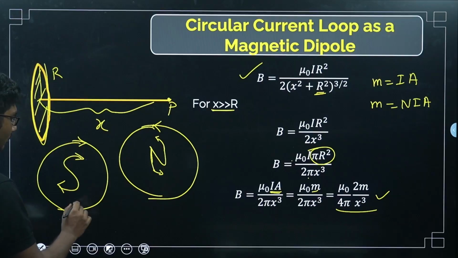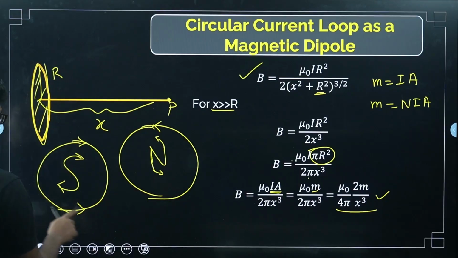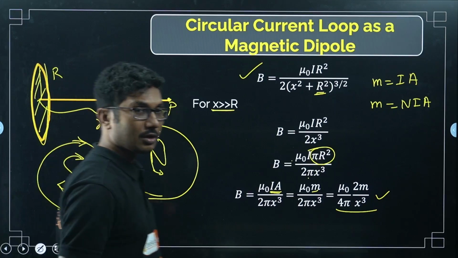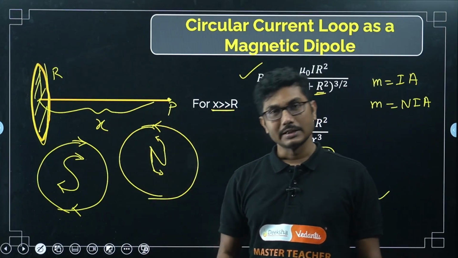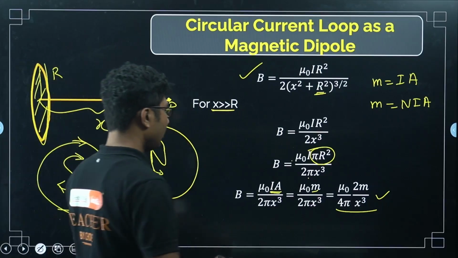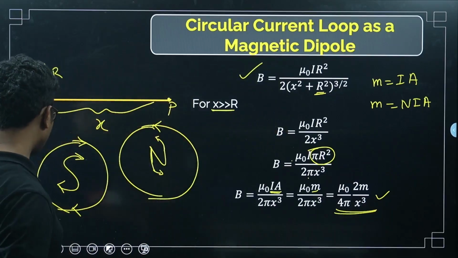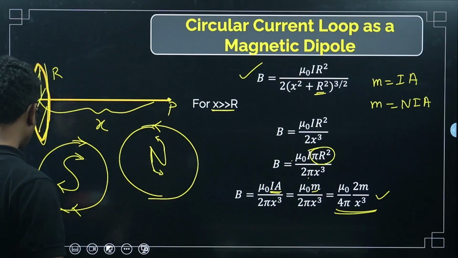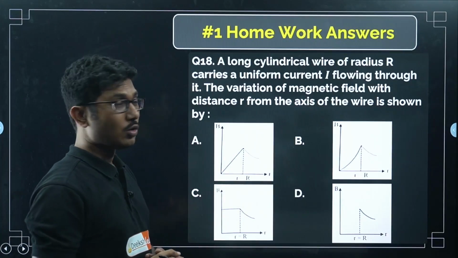So if it is moving in this direction, then it is a south pole. If it is moving in the opposite direction, then it is a north pole. So if it is moving in the clockwise direction, south pole. If it is moving in the anti-clockwise direction, then it is a north pole. And the formula for magnetic field is given by 2m by x cube. Mu naught by 4 pi is common, as I said at the beginning. Now let us look into the homework problem.